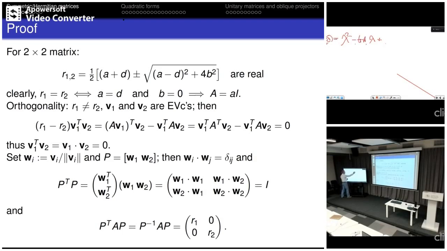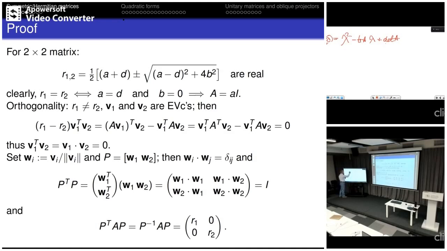Do you remember the coefficients for a 2 by 2 matrix A? So this characteristic polynomial: minus trace A plus determinant A. Yes? Do you remember? Oh, yes.